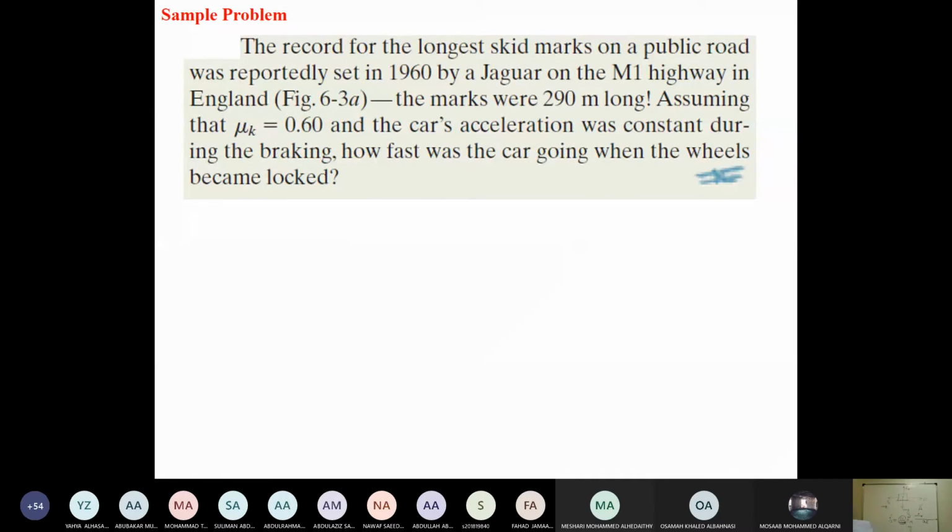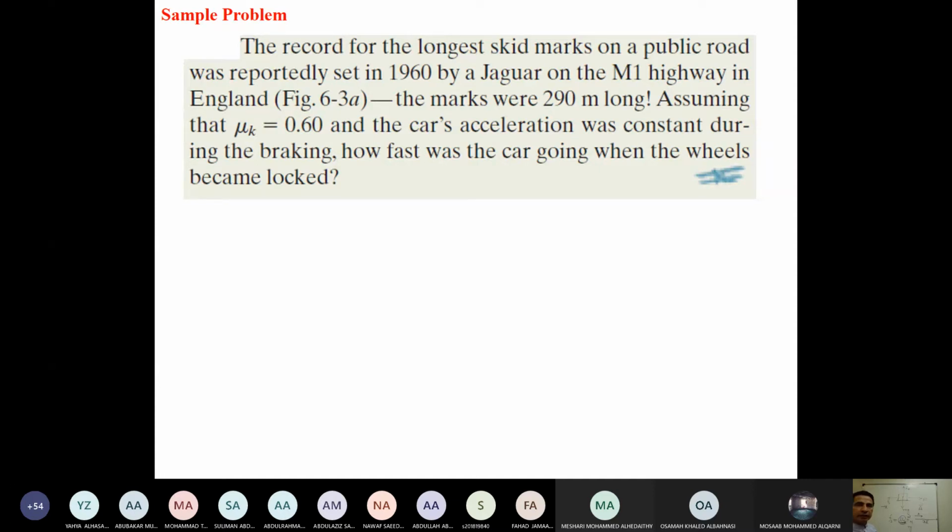The record for the longest skid marks on a public road was reportedly set in 1960 by a Jaguar on the M1 highway in England. The marks were 290 meters long. Assuming mu k is 0.6 and the car's acceleration was constant during the braking, how fast was the car going when the wheels became locked? At the end of its braking, we definitely know the car came to a stop, so the final speed is 0. What they are asking is how fast the car was moving, the initial speed, okay?